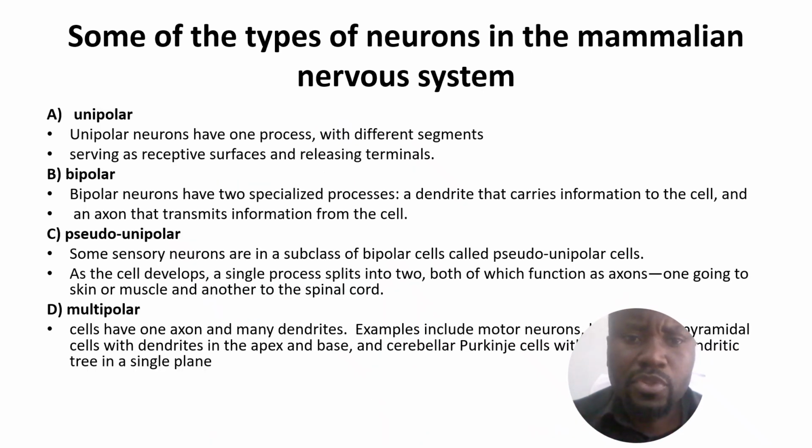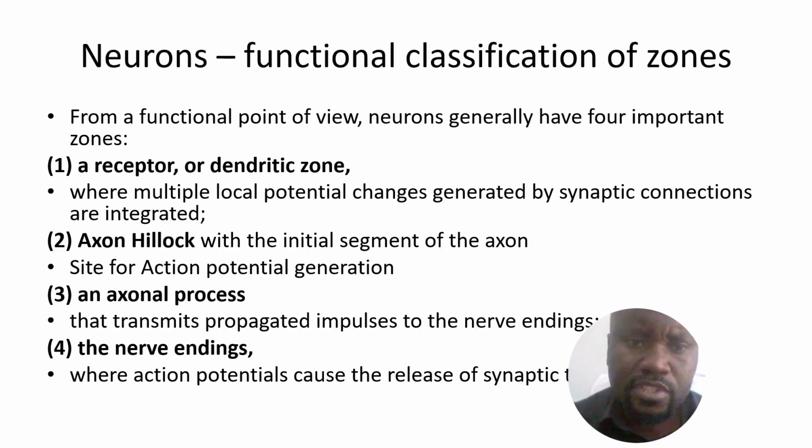Some of the types of neurons in mammalian nerve cells: we've talked about unipolar. These are found in invertebrates, but the pseudo-unipolar is our main sensory neuron in the peripheral nervous system. Bipolar neurons are found in the retina of the eyes. Pseudo-unipolar, we've talked about in the sensory system. Multipolar neurons are found in so many locations.